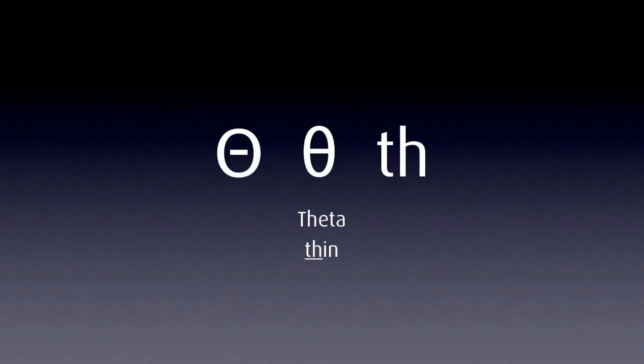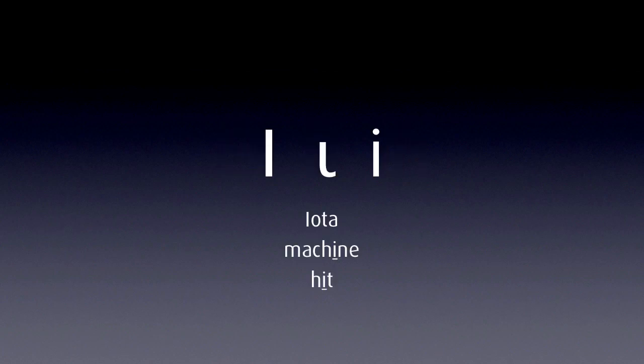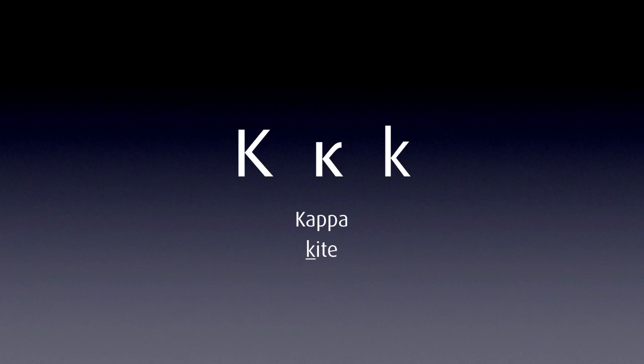Then we have theta. Both the capitalized form and the lowercase form are a bit different from the letters we have in English. Theta makes a th sound, as in the word thin. Iota is straightforward. It can sound like the I in machine or the I in hit. Next is kappa, which makes a k sound, as in kite.